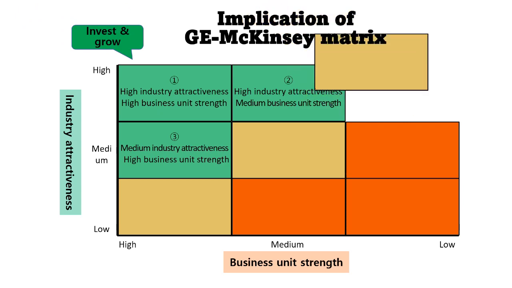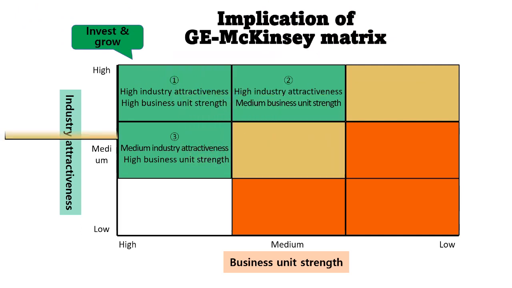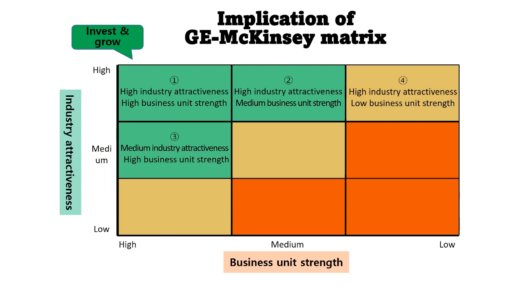The orange area represents areas with medium levels of industry attractiveness and business unit strength. Zone 4 represents an area with high industry attractiveness but low business unit strength. Zone 5 represents an area with medium levels of both industry attractiveness and business unit strength.